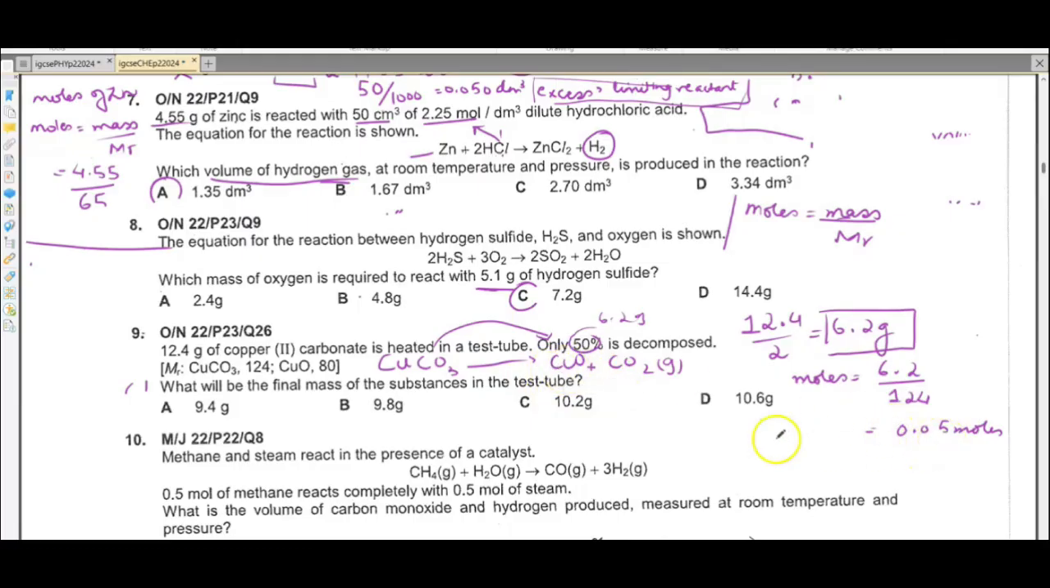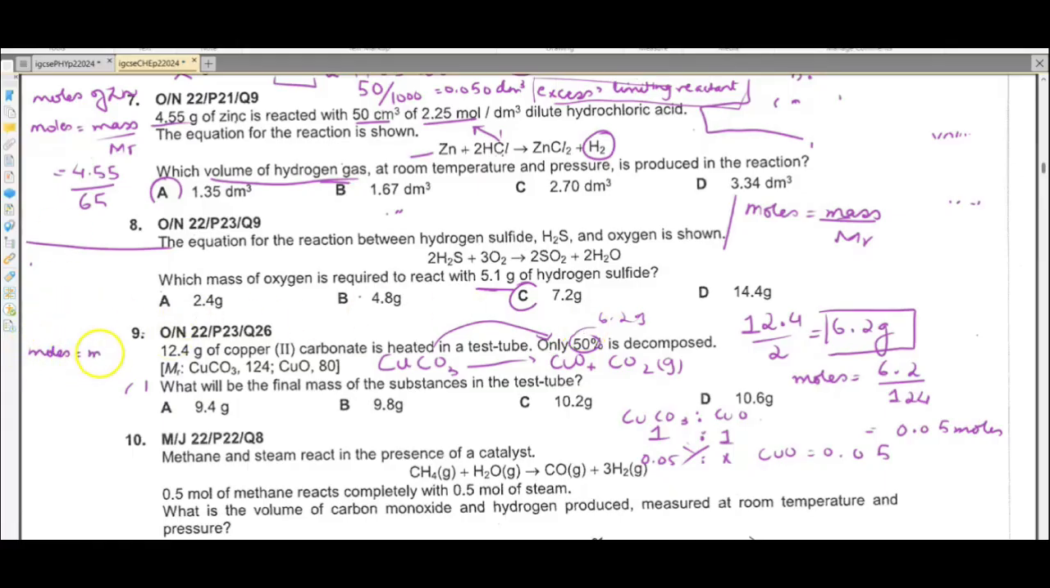Once we have found the moles of CuCO3 from what was given to us in the question, we can now find the number of moles of CuO. Okay, that's the logical way to go. So 1 mole of CuCO3 gives 1 mole of CuO, so 0.05 moles of this and X. So obviously the moles of CuO would be 0.05.